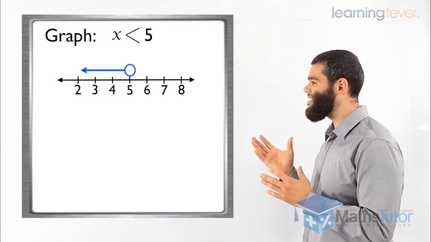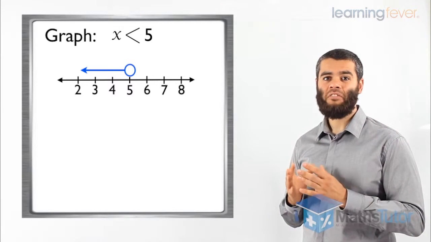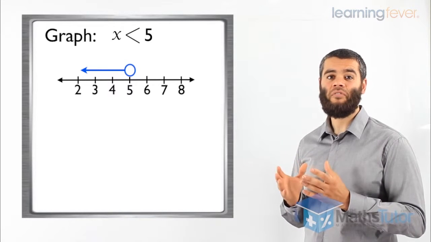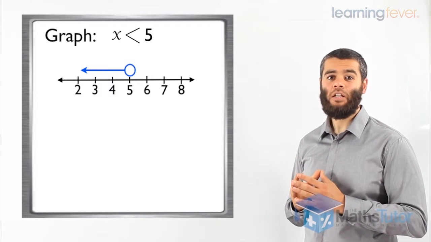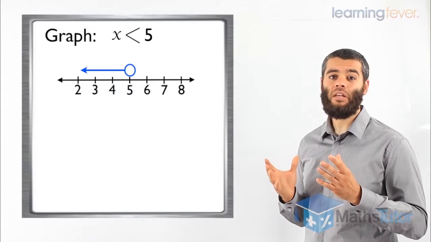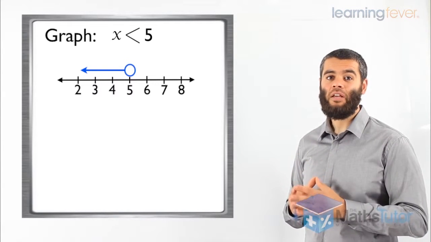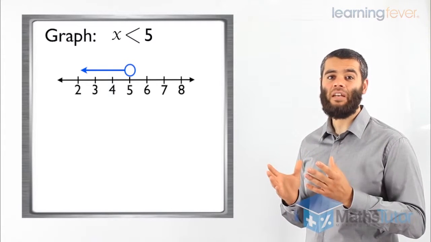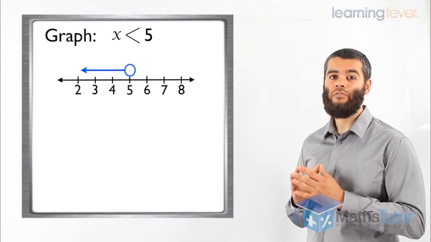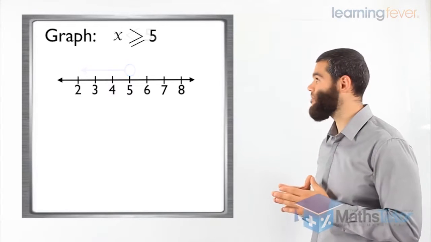So x less than 5 means that x can be less than 5. It can be 4.9. It can be 4.99, but it can't be 5. It can be 3, it can be 1, it can be 0, it can be negative 10, but it can't be 5 or more, so it's less than 5.